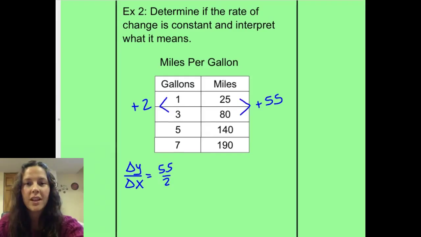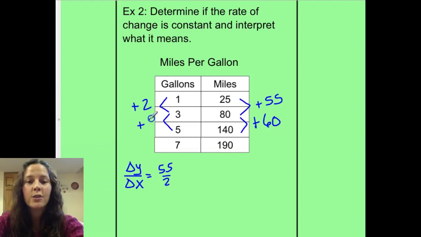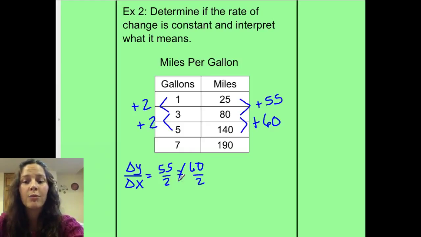So taking a look at our next rate of change, to go from 80 to 140, we added 60 miles. And to go from 3 to 5 gallons, we added 2. So our next ratio is 60 over 2, which of course is not equal to 55 over 2. So we don't even need to check the last ratio. We already know that it is not constant, but we can still interpret it.